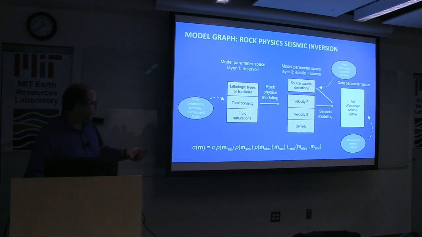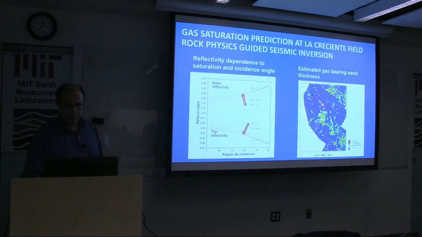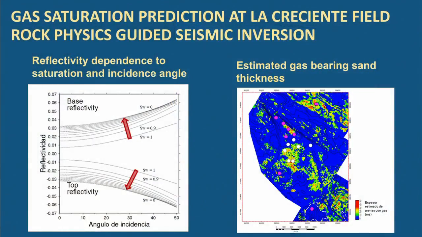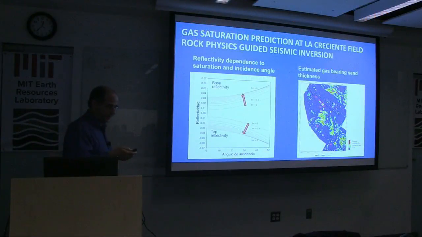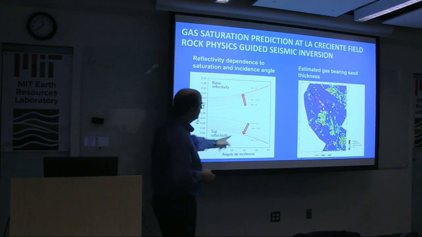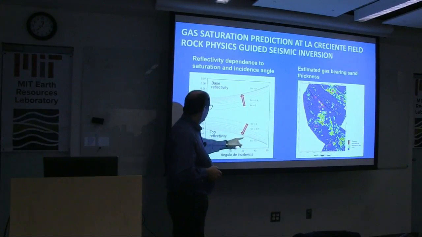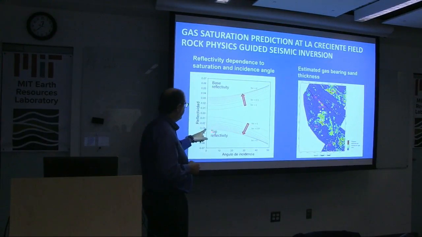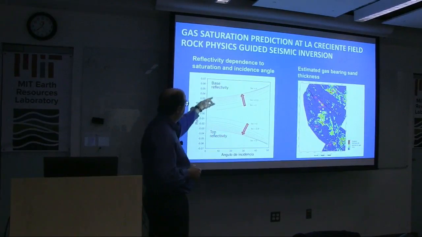And having, of course, prior information on this. In this area, the presence of gas in the target layer produces a typical sort of reflection that increases the reflectivity with the incidence angle. Depending on the gas proportion and gas fraction, this is water saturation, so as we have more gas, we have a stronger reflection. But this reflection is even stronger for larger offsets. It's in the top of the reservoir and in the base of the reservoir.